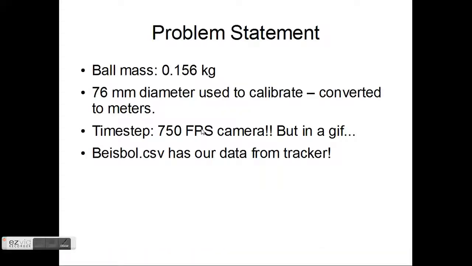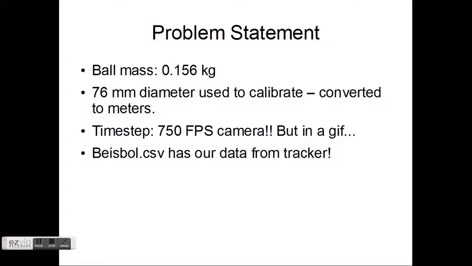Let's go to our initial conditions. The ball mass is standardized in Major League Baseball at 0.156 kilograms. We used the 76 millimeter diameter of the baseball to calibrate. We converted it to meters though, so we could get our units in meters. The time step produced by tracker is 0.1 seconds between each frame. However, the source that I got the video says that the camera was 750 frames per second. We have to be careful to put this in our model, or else we'll get very strange numbers for velocity.